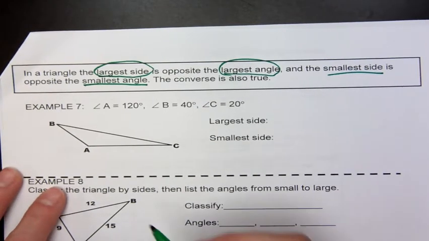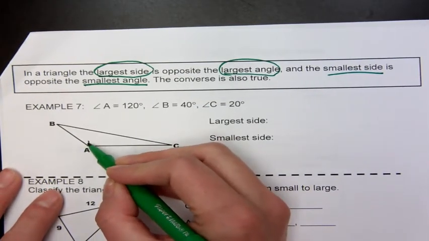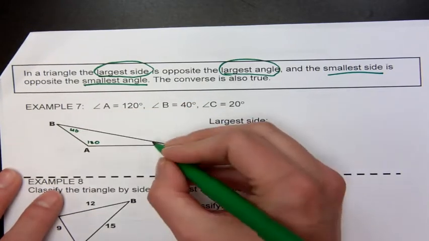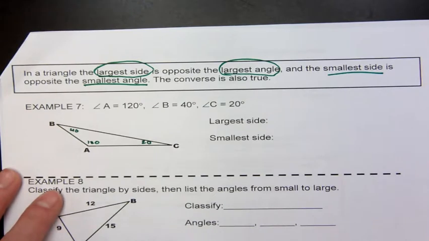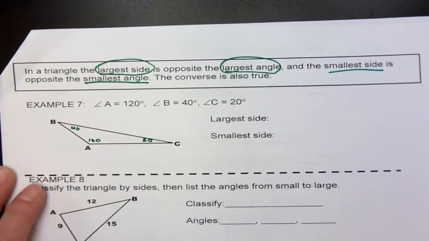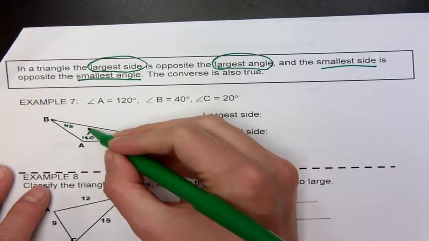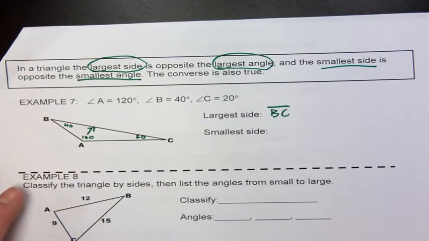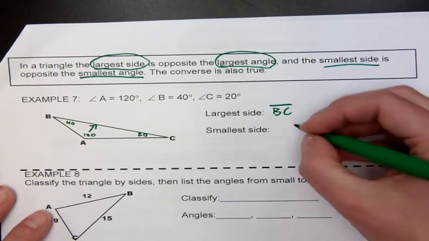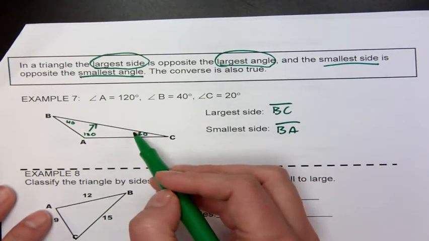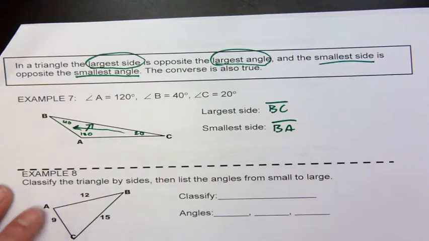And so if I know A is 120, B is 40, C is 20, which one would my largest side be? BC, right? Opposite to A. So BC. Which one would my smallest side be? BA, because it's opposite to C. Okay. So we can just draw the arrow out, find the opposite side.